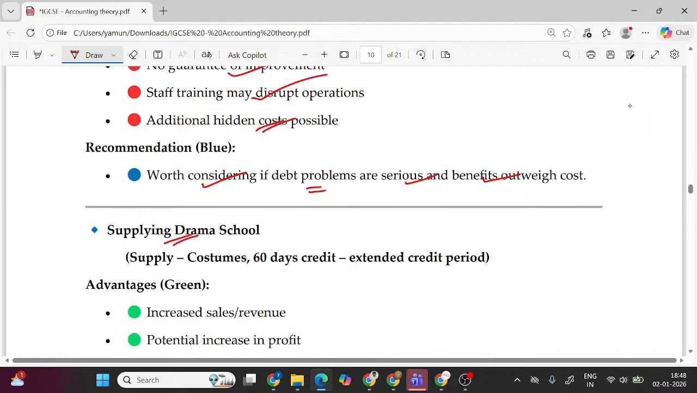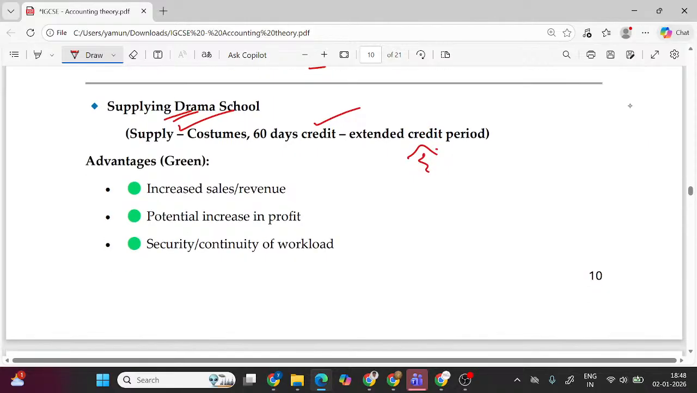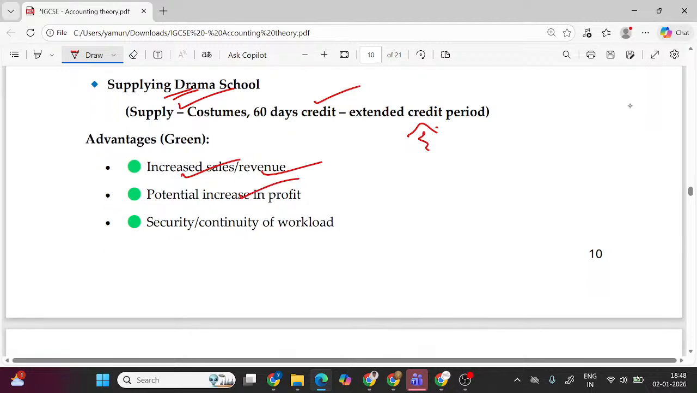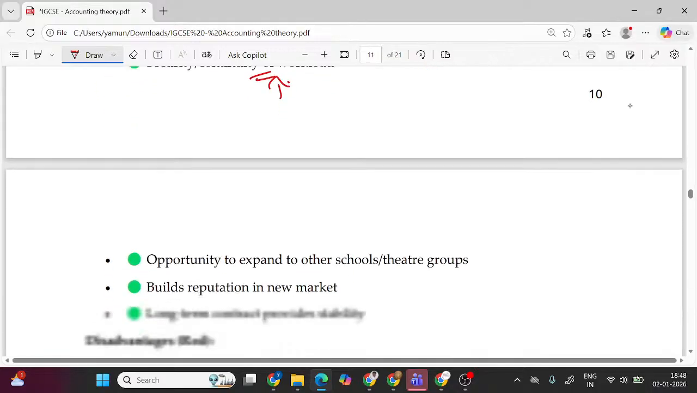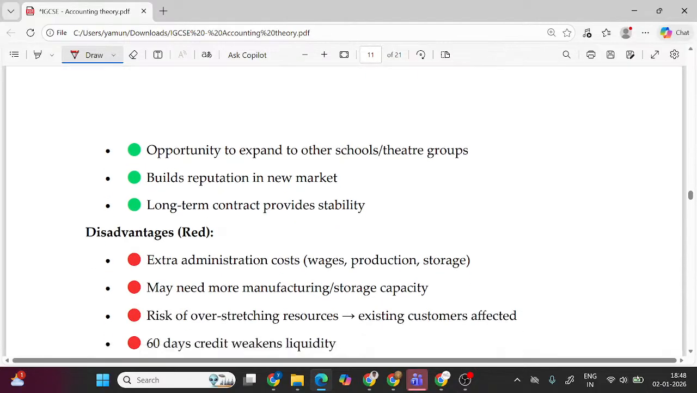Supplying a drama school, so it supplies costumes on 60 days credit, and the credit period is now extended. If you extend the credit period, what will happen? The sales and revenue will be increased. So there will be an ultimate potential increase in profit, and security or continuity of workload will be there. Okay, so that will obviously be there. You have to make a follow up.